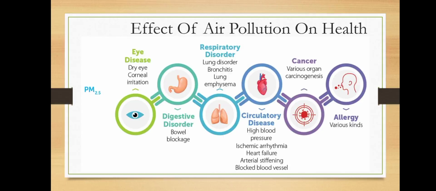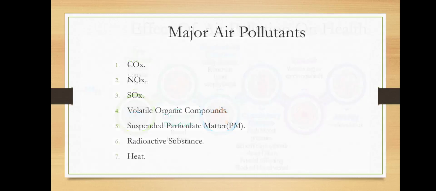First, particulate matter 2.5 causes eye disease, digestive disorder, respiratory disorder, circulatory disorder, cancer, allergy. And the next is major air pollutants: first carbon oxides, second nitrogen oxides, third sulfur oxides, fourth volatile organic compounds, fifth suspended particulate matter, sixth radioactive substances, and seventh heat.